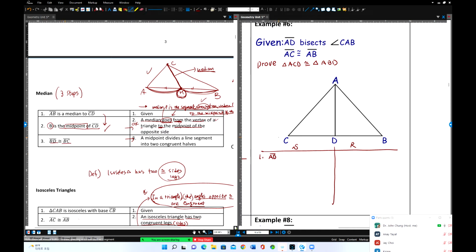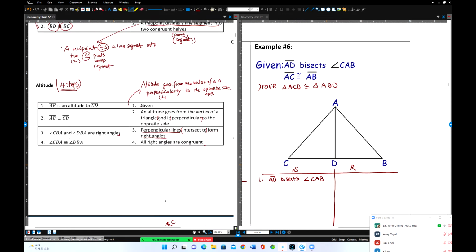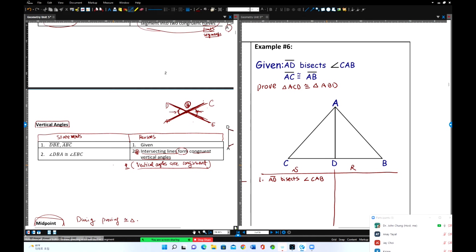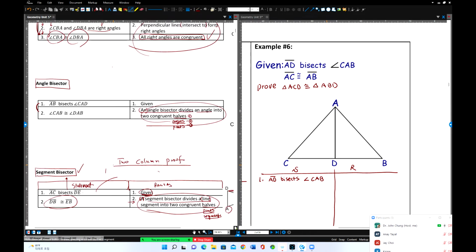AD bisect angle CAB. Yeah, this one may be angle bisector, right? The bisector angle means what? Angle bisector. Where is angle bisector? Over here, okay? Angle bisector is only one step. Just say two opposite angles are congruent, okay? All right.